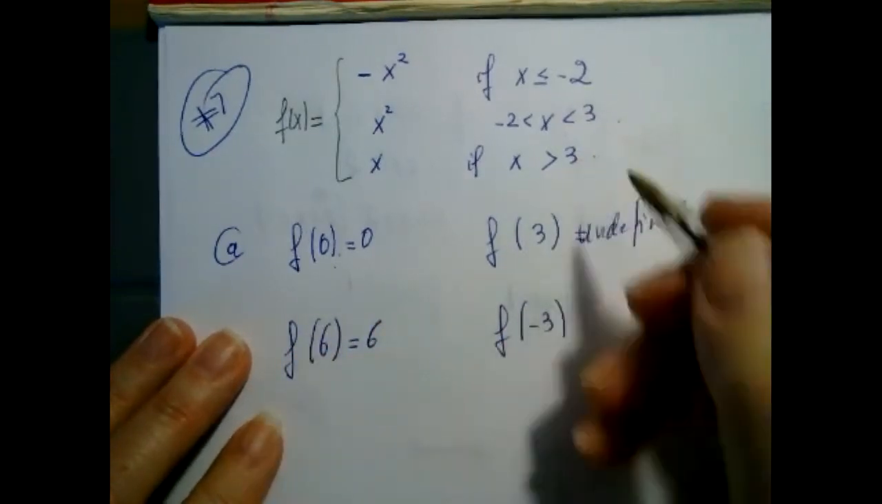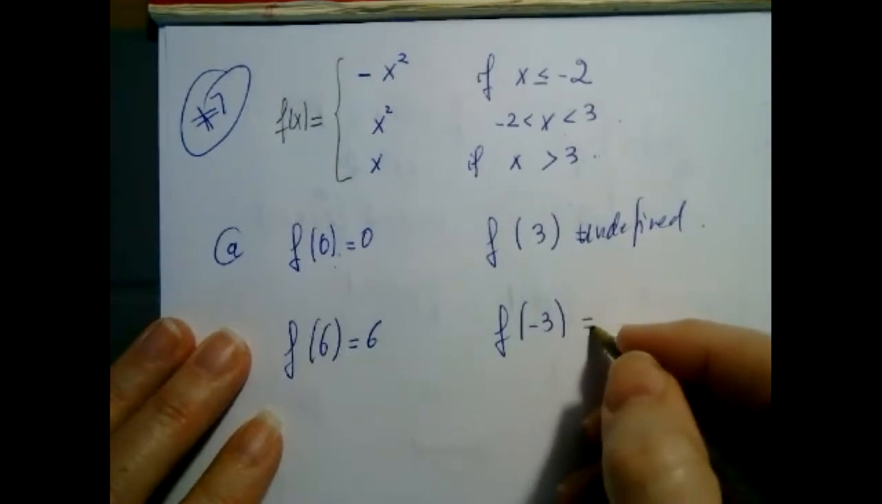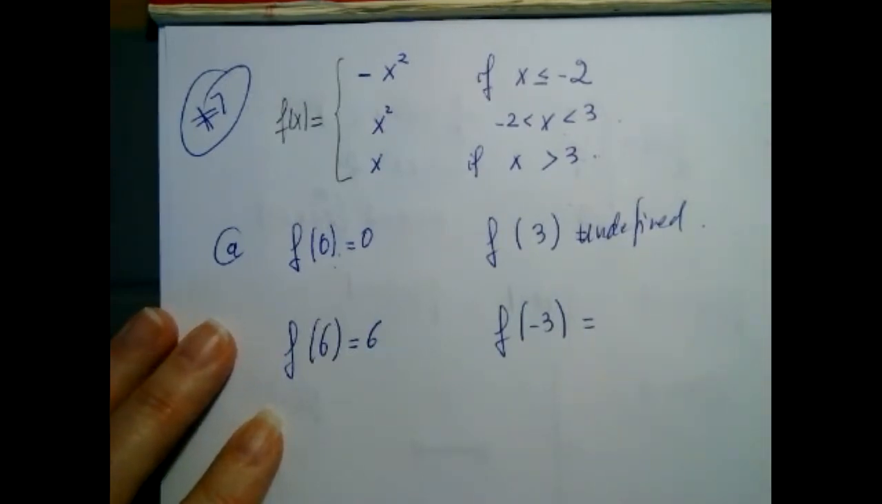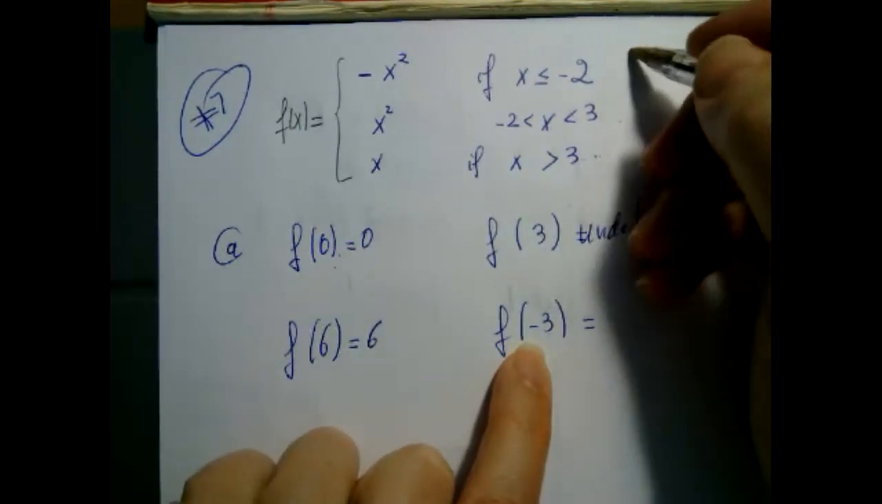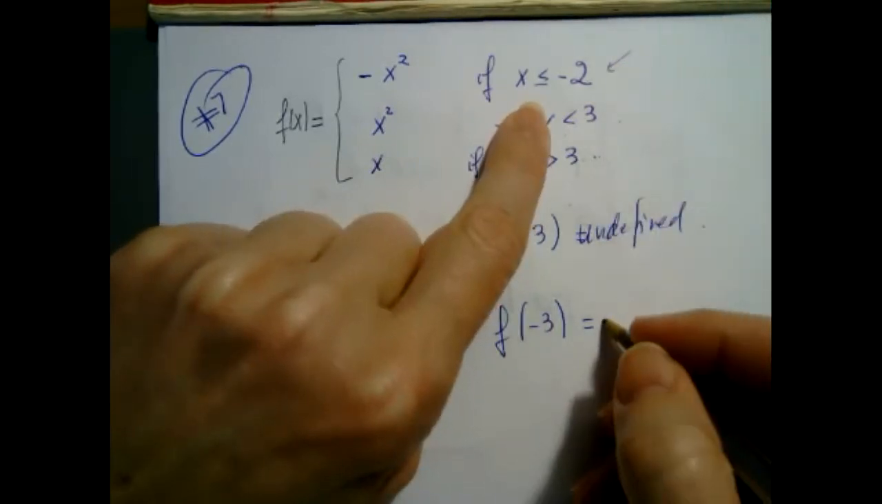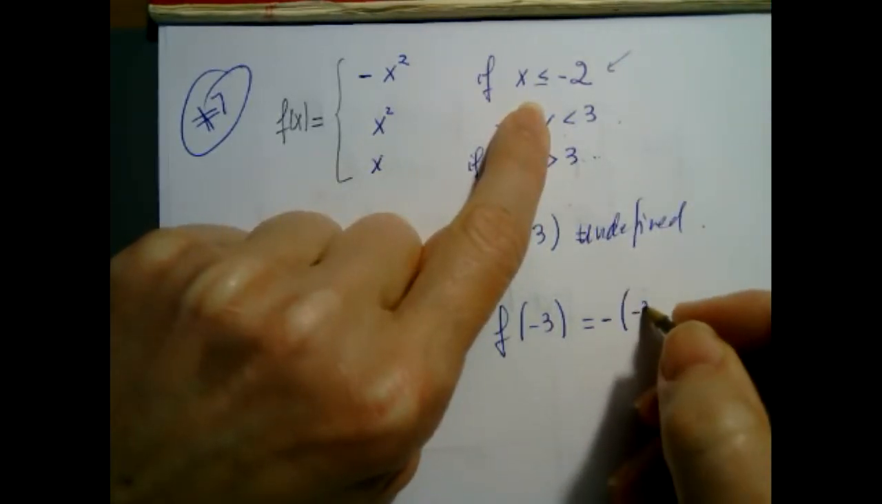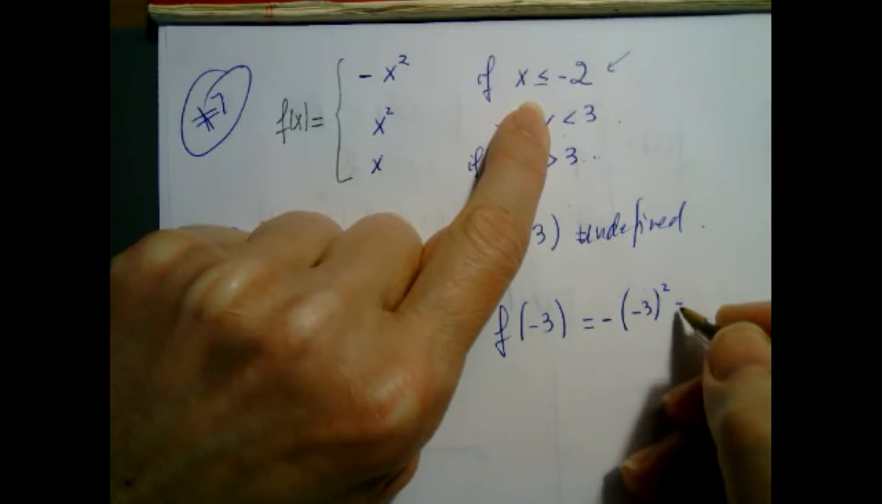Because it satisfies this condition. What is f of minus 3? Minus 9, I think she's right. Minus 3 satisfies the first condition, so the output is minus the quantity minus 3 squared.